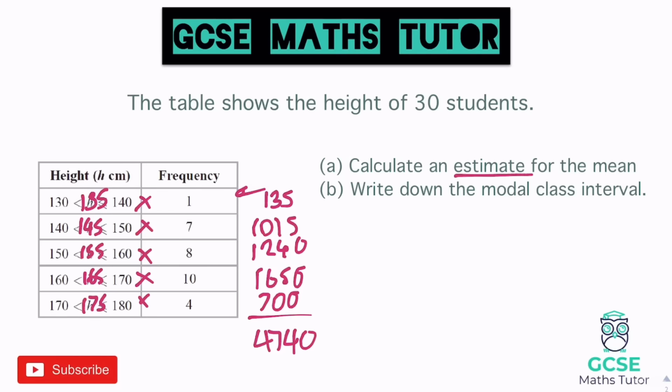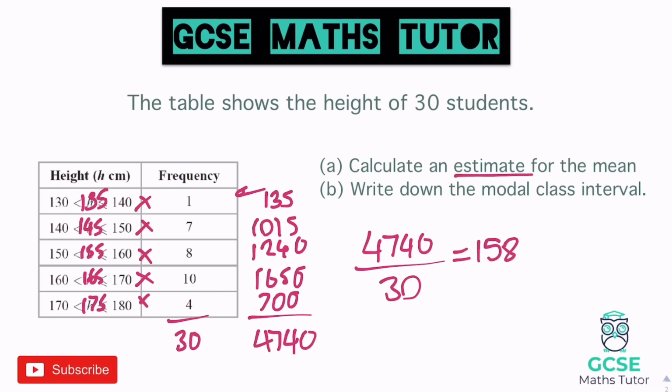4,740. And again, it said that there were 30 students there, which we can find from the bottom. So finishing the sum exactly the same as before, 4,740 divided by 30 will give us an estimate here for the mean, because again we have just guessed what their heights are using those midpoints, which gives us 158. And again, that answer there has to fall in between this range here, which starts at 130 there and ends down here at 180. So it has to fall in between, so 158 centimetres.